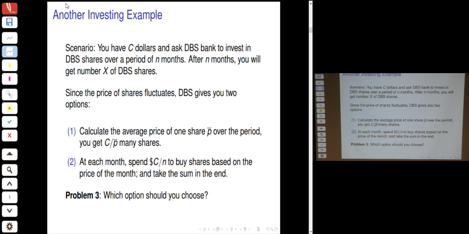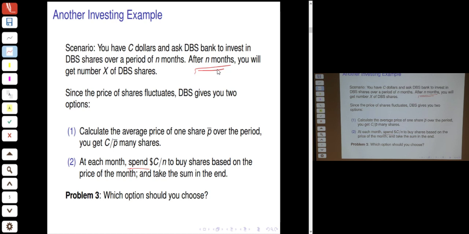So to guard against that, here is another possibility. So there are n months, so I divide my money into equal bunches of C over n, and at each month I buy the share at the price of that month, using the C over n amount of money which is allocated to that particular month.